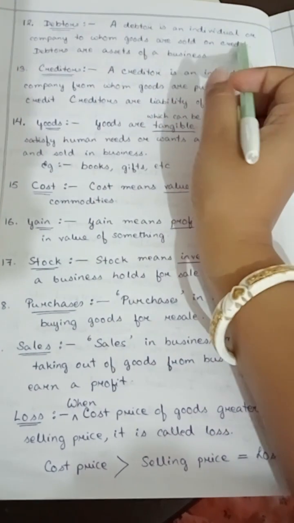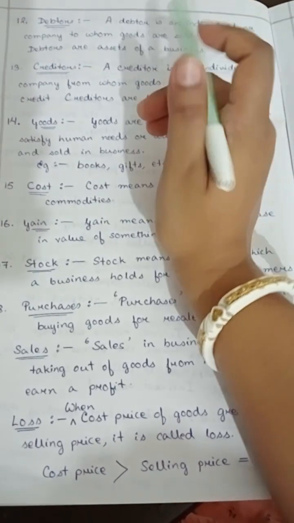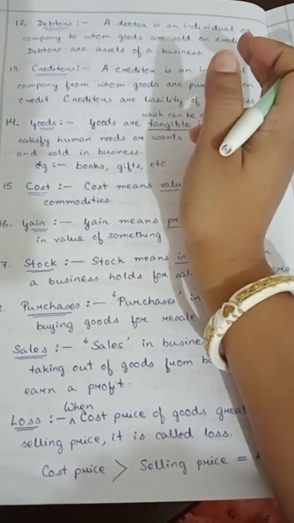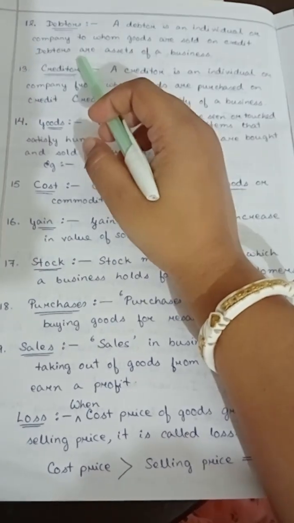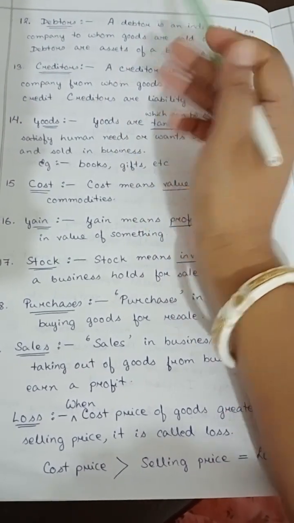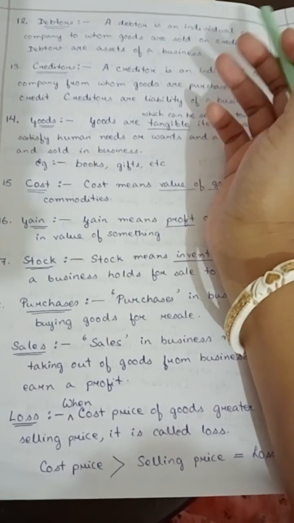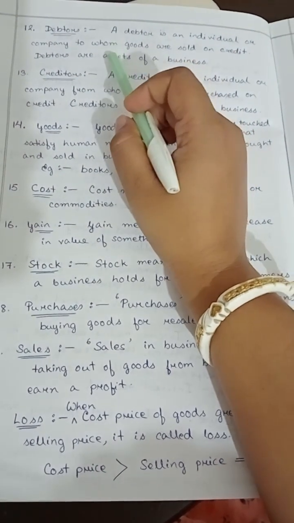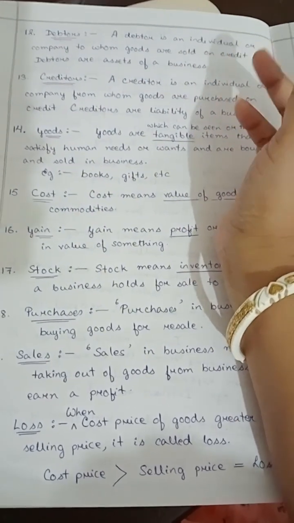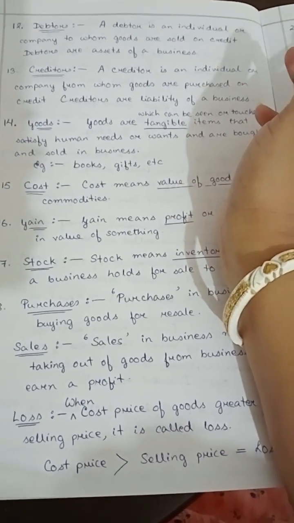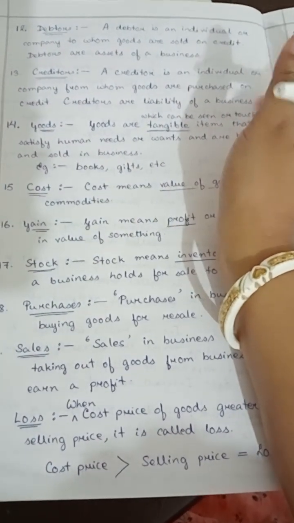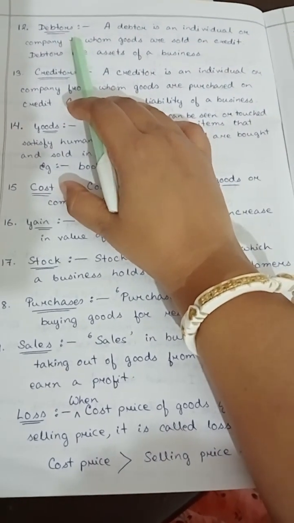So any amount of money a business is going to receive from a person, or you can say individual or company, will be termed as debtor. Or the business is going to receive cash, it may be for goods sold on credit, or the business is going to receive money from any other party in cash. So that party or that company becomes a debtor for the business.